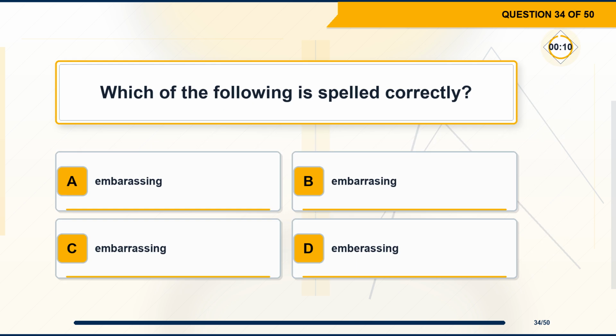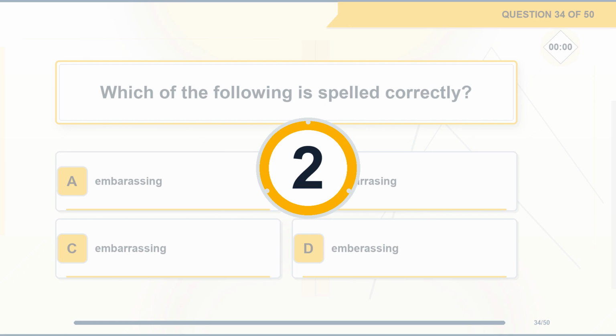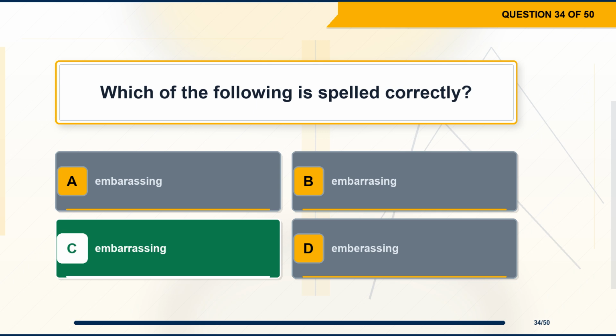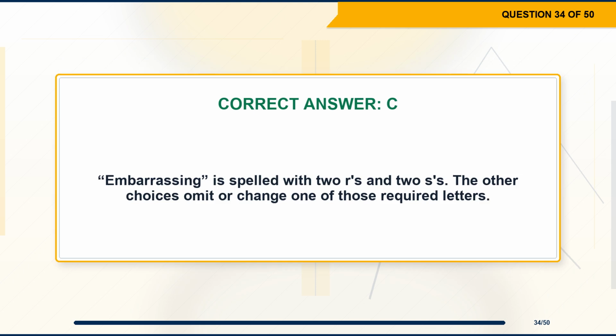Question 34. Which of the following is spelled correctly? Option A, embarrassing. Option B, embarrassing. Option C, embarrassing. Option D, embarrassing. The correct answer is option C, embarrassing. Explanation. Embarrassing is spelled with 2 R's and 2 S's. The other choices omit or change one of those required letters.